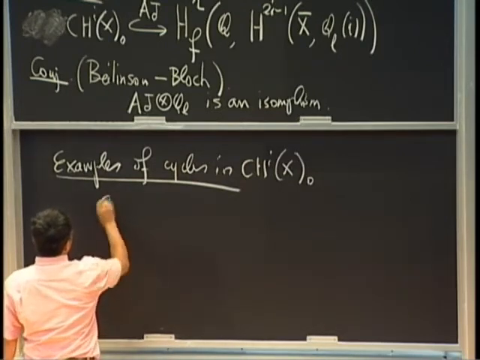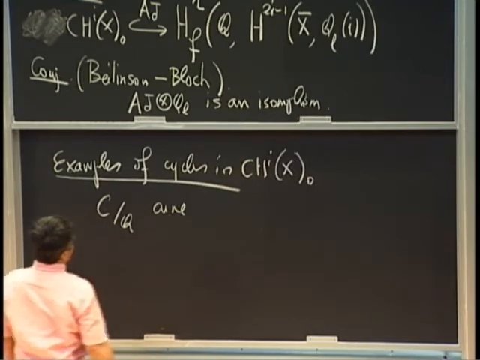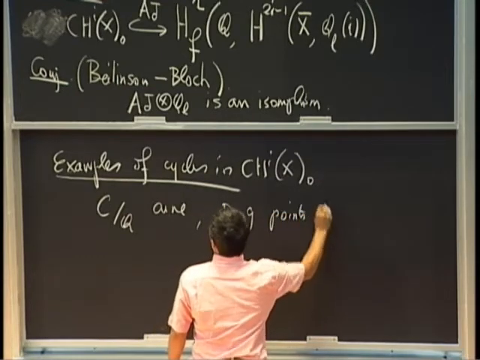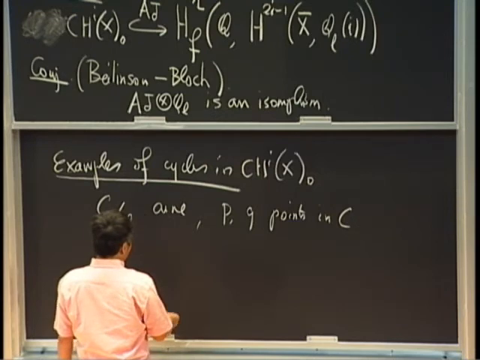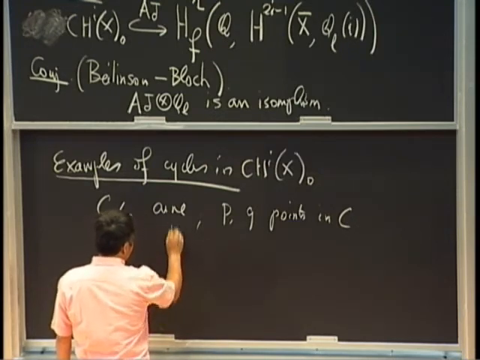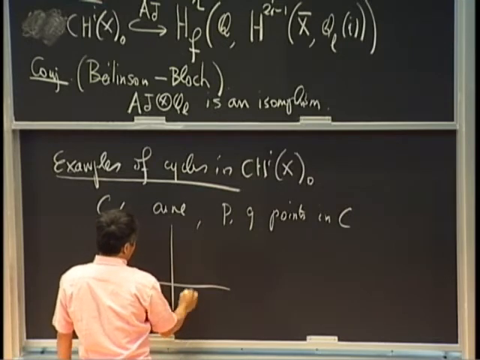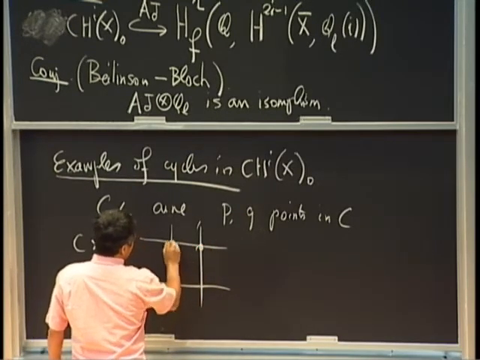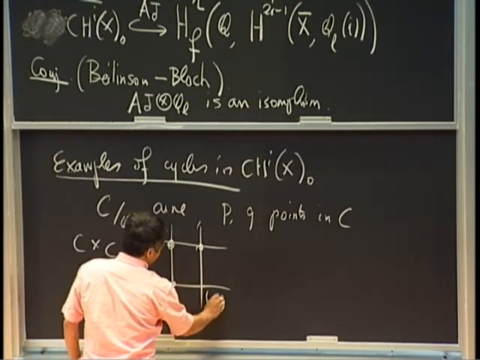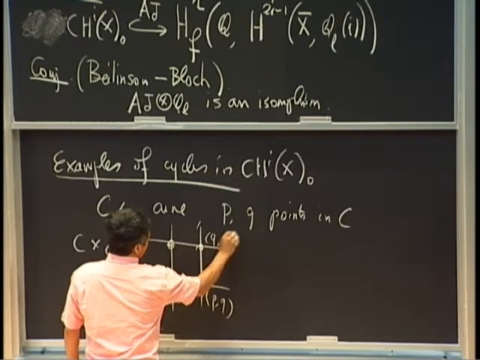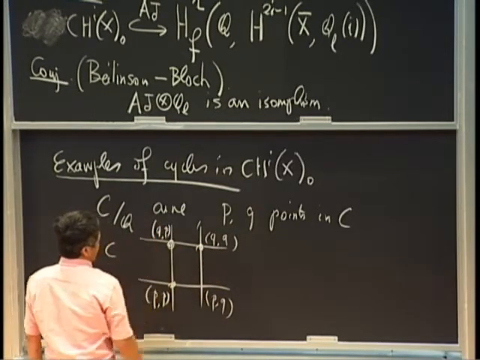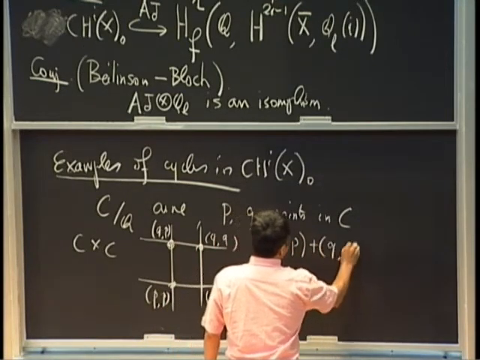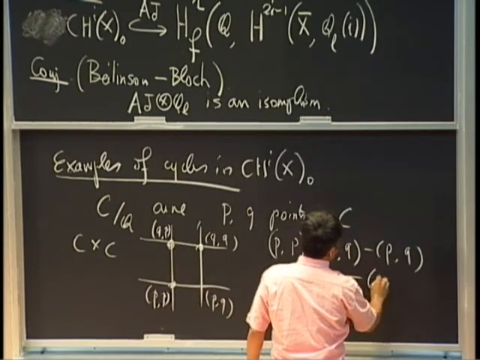For example, one cycle: C is a curve, and P and Q are points on C. Then you can formulate these diagonal cycles in C cross C. This is PQ, QQ, QP. So you get an alternating cycle of PP plus QQ minus PQ minus QP.